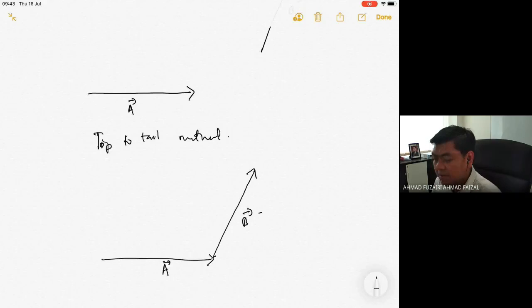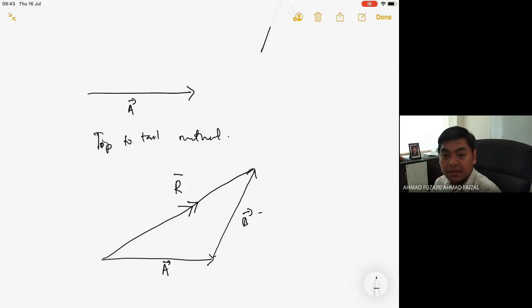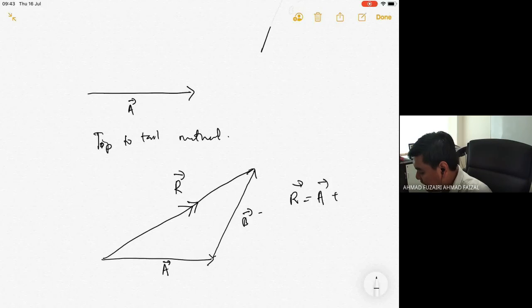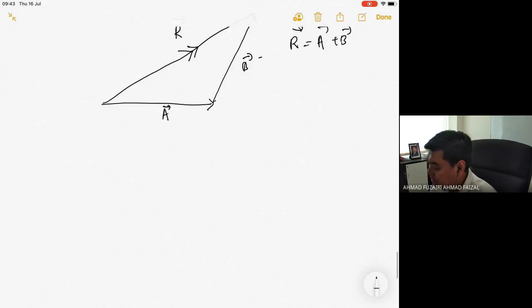And what is the resultant? The resultant is taken from the initial point of vector A until the final point of vector B. So this is the resultant vector, known as R. We are saying that vector R is equivalent to vector A plus vector B. And we have another method, which is the parallelogram.